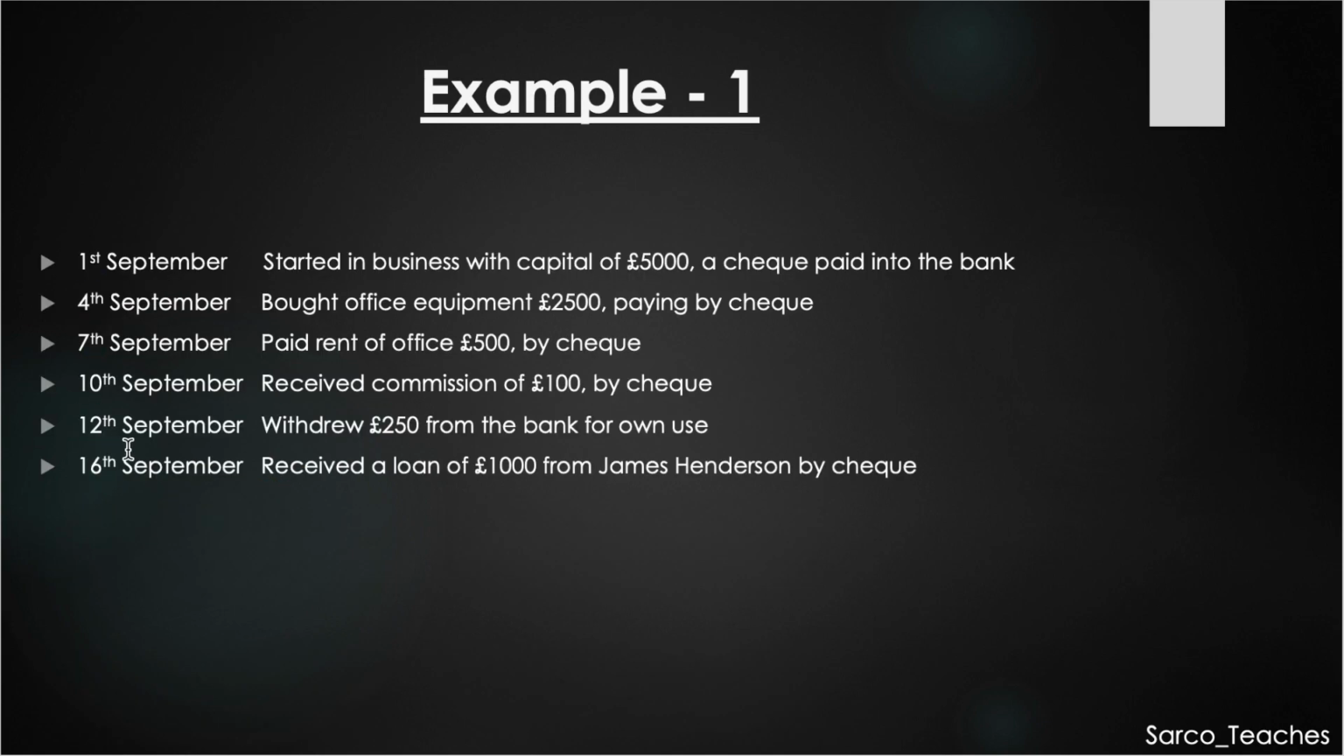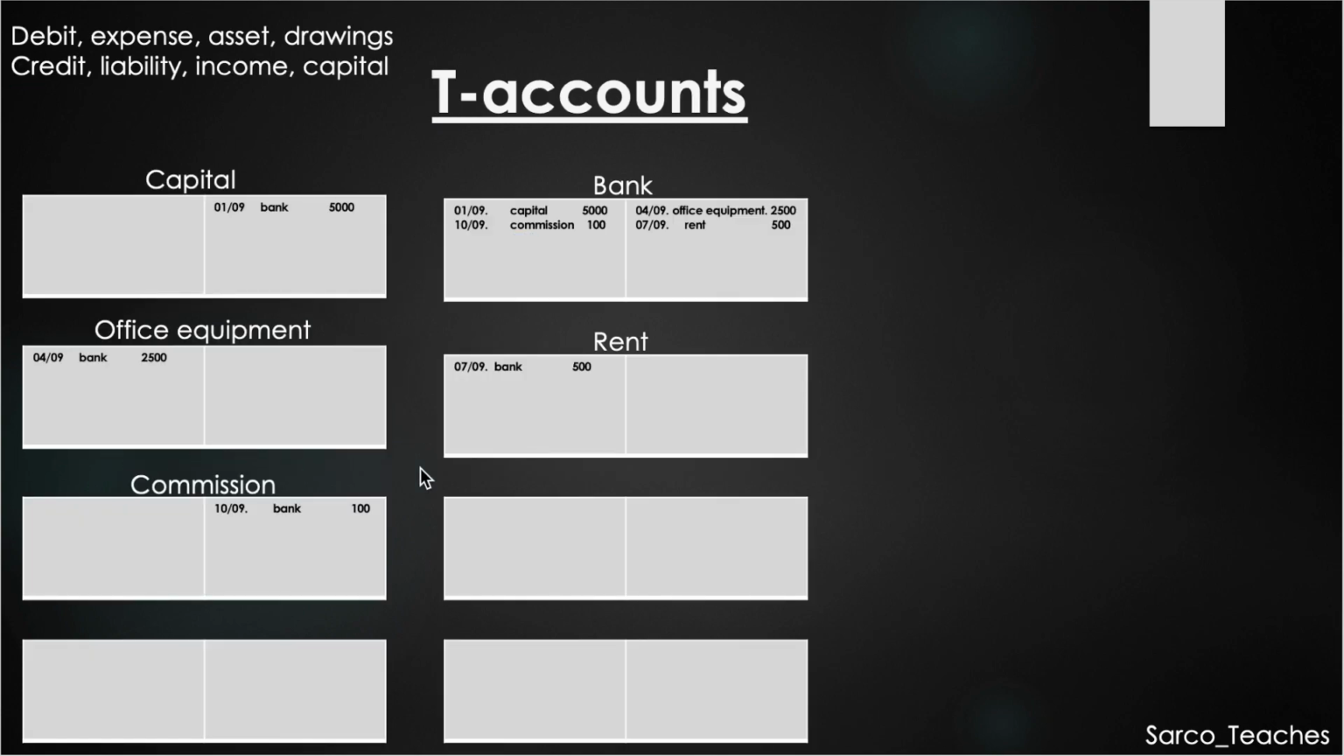Our fifth adjustment. On the 12th of September, withdrew £250 from the bank for own use. So the two accounts that we'll be using is bank because we're taking money out of the bank, and then it's for own use. At the start of the video, I gave you a few definitions to remember. One of them was drawings. Drawings is when you take out money for your personal use. So we will be using bank and drawings.